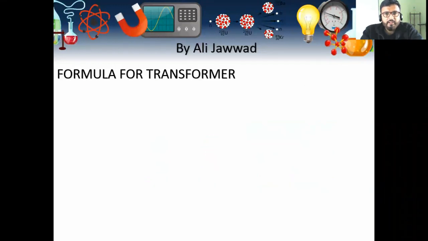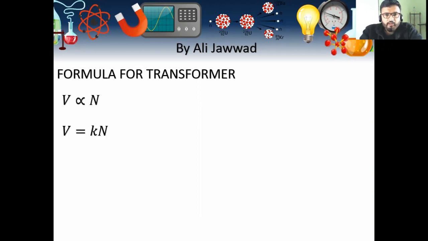Now let us see what is the formula for the transformer. The number of turns is directly proportional to the voltage. This means as we increase the number of turns in the primary coil or the secondary coil, the voltage will be higher and higher. And this is an experimental verification.